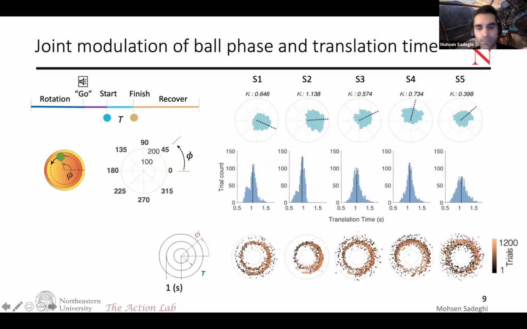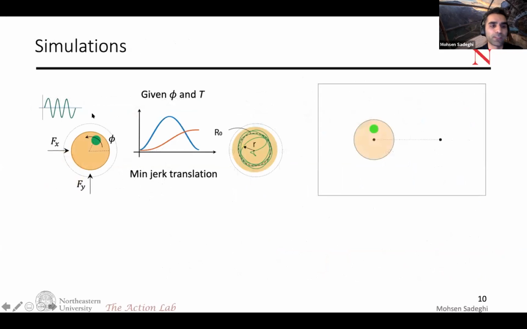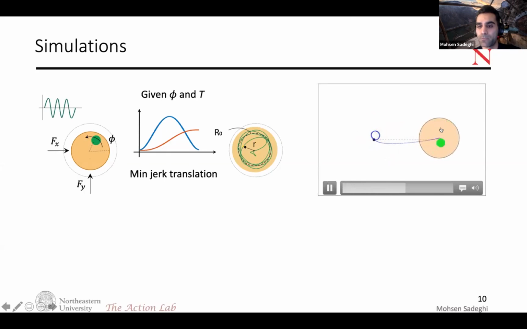To answer that question, we did a very simple simulation where we simulated a cup and ball rotation with a sinusoidal movement of the cup. And then at a given ball phase and a given movement time, we translated the cup with a minimum jerk trajectory to the target position. And then we measured the position of the ball and its deviation from perfectly circular motion. So here I'm showing an example simulation where you start with the rotation of the ball, then the minimum jerk translation, and at the end we measure the deviation of the ball from a perfectly circular movement.